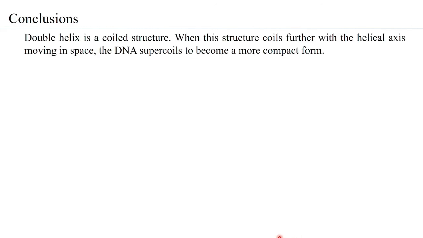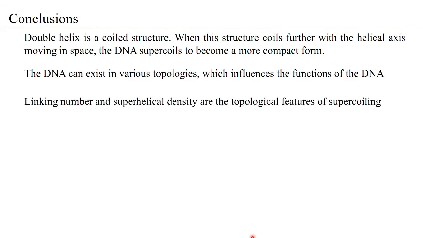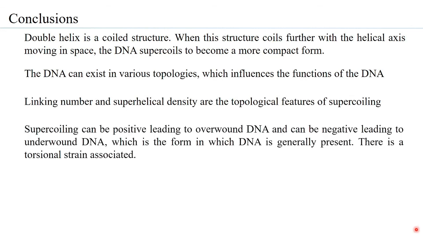So let me make the conclusions. Double helix is a coil structure. When this structure coils further with the helical axis moving in space, the DNA supercoils to become a more compact form. The DNA can exist in various topologies, which influences the functions of the DNA. Linking number and superhelical density are the topological features of supercoiling. It can be positive, leading to DNA becoming overwound. It can be negative, leading to DNA becoming underwound. And the negative supercoiling form is the form in which the DNA is generally present.